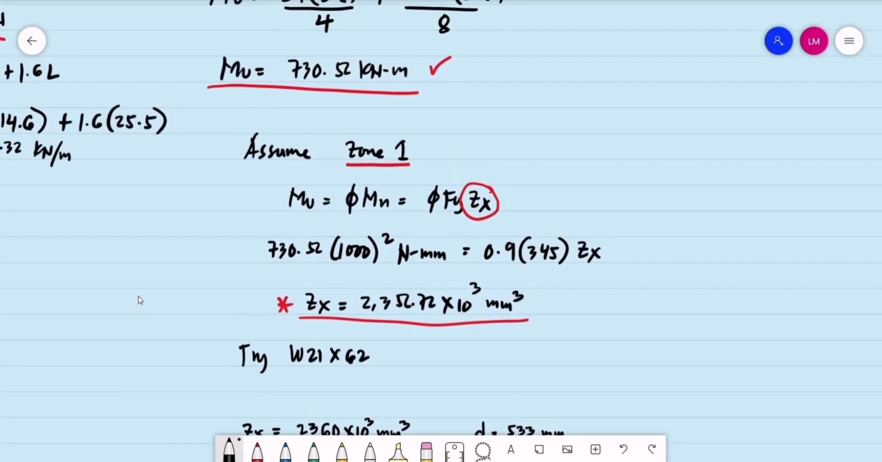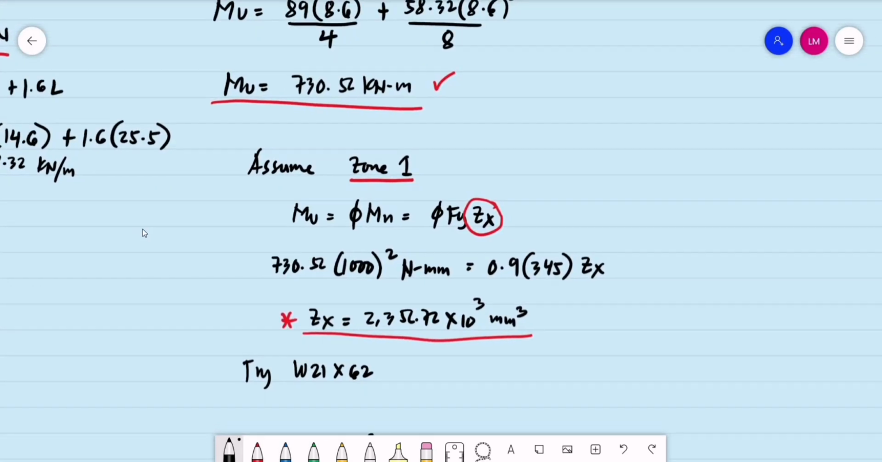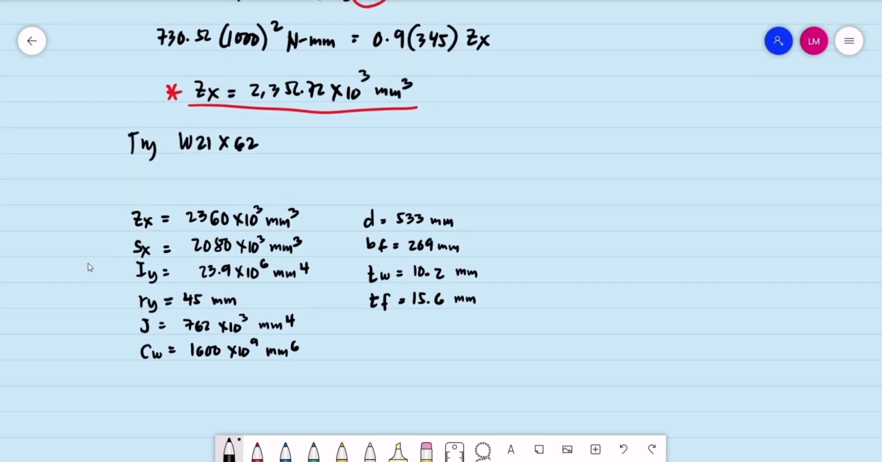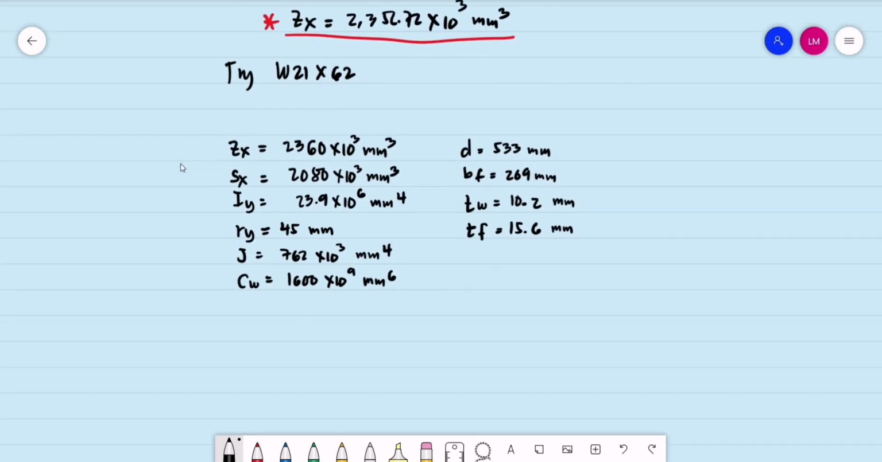So next step is that we need to check if it is really under zone 1. So let's have, again, our unbraced length, that is L sub B, equal to 4.3 meters or 4,300 millimeters. So we need to compare that value to L sub P equal to 1.76 of R sub Y multiplied by the square root of the modulus of elasticity divided by F sub Y.